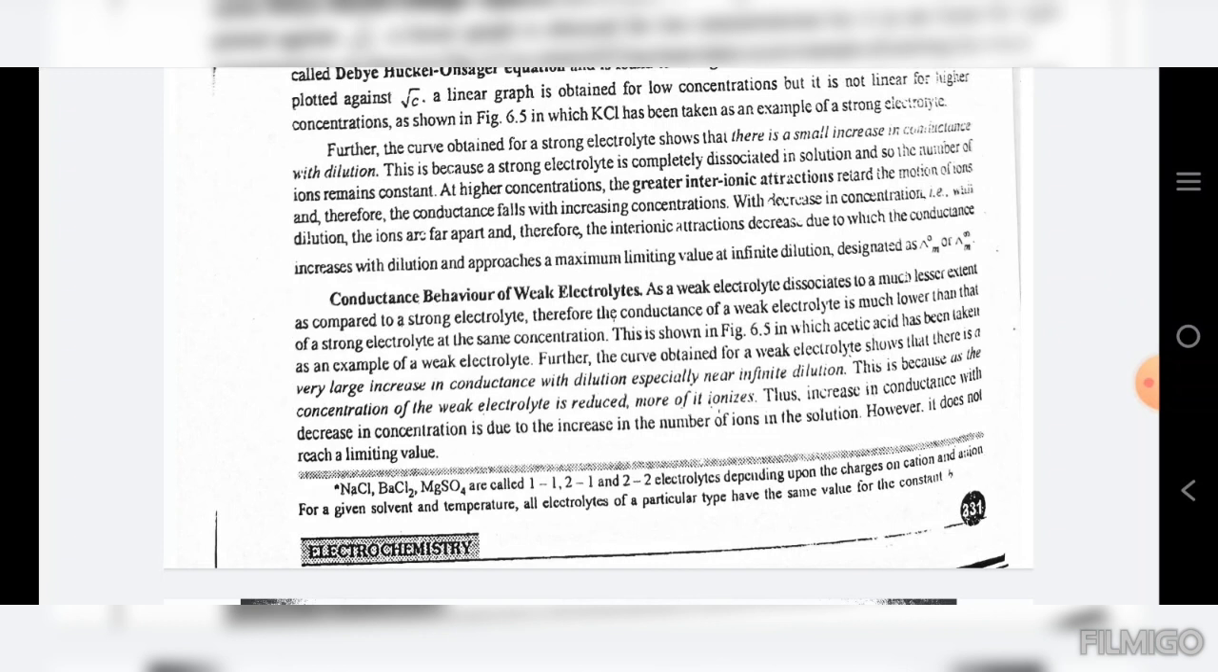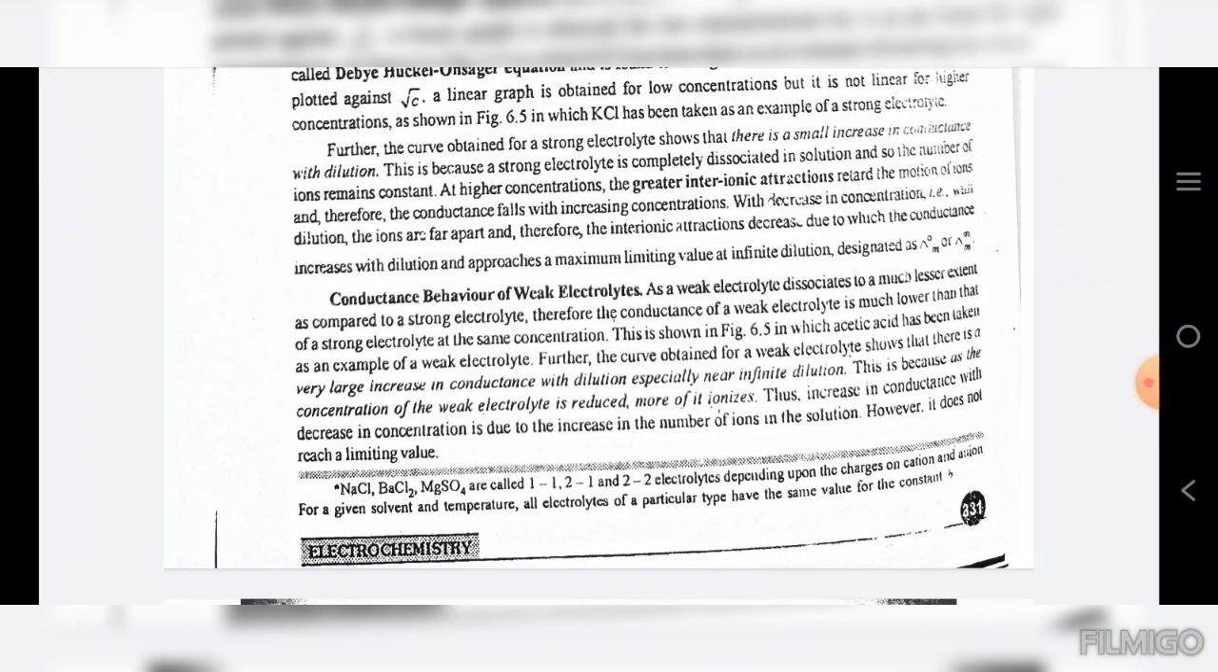This is because a strong electrolyte is completely dissociated in solution, and so the number of ions remains constant. At higher concentrations, the greater interionic attractions retard the motion of ions, and therefore the conductance falls with increasing concentration. With decrease in concentration, that is dilution, the ions are far apart and therefore the interionic interactions decrease, due to which the conductance increases with dilution and approaches a maximum limiting value at infinite dilution, designated as the limiting molar conductivity.